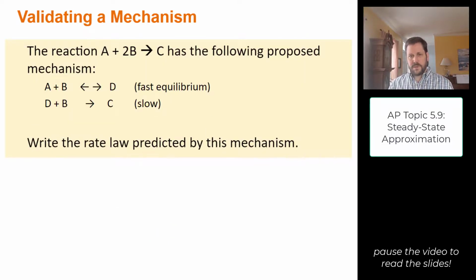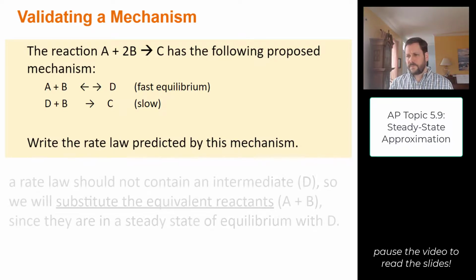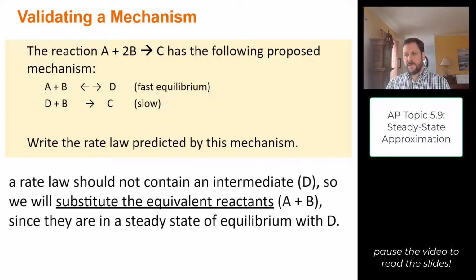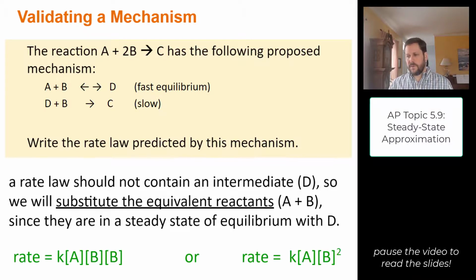There are some approximations and tricks that chemists use to avoid including intermediates in reaction mechanisms. We're only going to look at one, which is called the steady state approximation. Since a rate law should not contain that intermediate D, we're going to substitute the equivalent of D in the earlier equilibrium step, which is A plus B. That's because the reactants and products are in equilibrium in a steady state, and so are essentially equivalent. Substituting A plus B for D in the slow step, I get a rate law like this, and that would be the rate law implied by this particular mechanism: first order in A and second order in B overall.